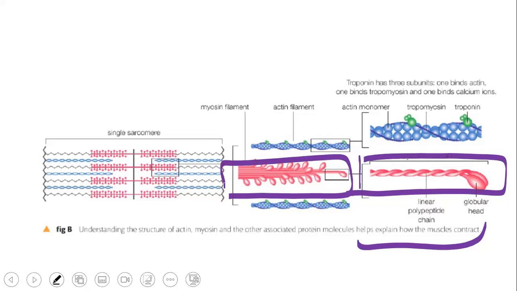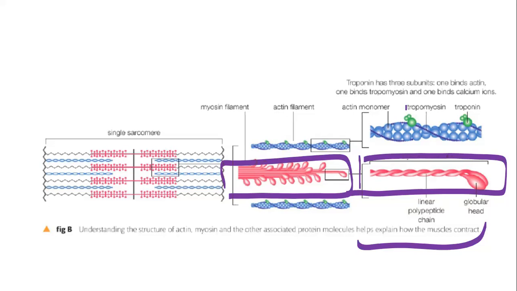The shape of the actin molecule produces binding sites for myosin at regular intervals. So at regular intervals, there's going to be a binding site for this myosin head to attach to the actin filament, right? The shape of the actin molecule produces binding sites for myosin at regular intervals, at which the globular heads of the myosin molecules can fit.